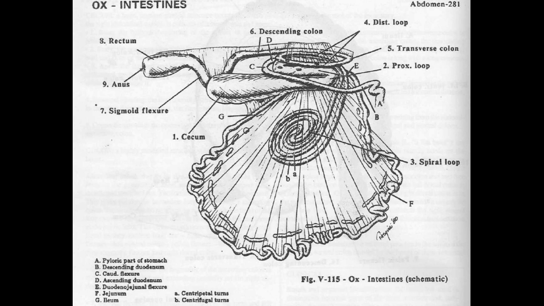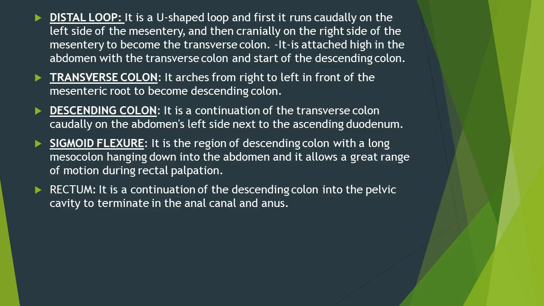These centrifugal turns, which are moving away from the central flexure, then continue as the distal loop of the ascending colon. In case of sheep and goat, the last centrifugal coil, which is moving away from the central flexure, separates from this spiral loop and then passes in the greater mesentery near the jejunal coils before continuing as a distal loop. After the spiral loop is the distal loop of ascending colon.